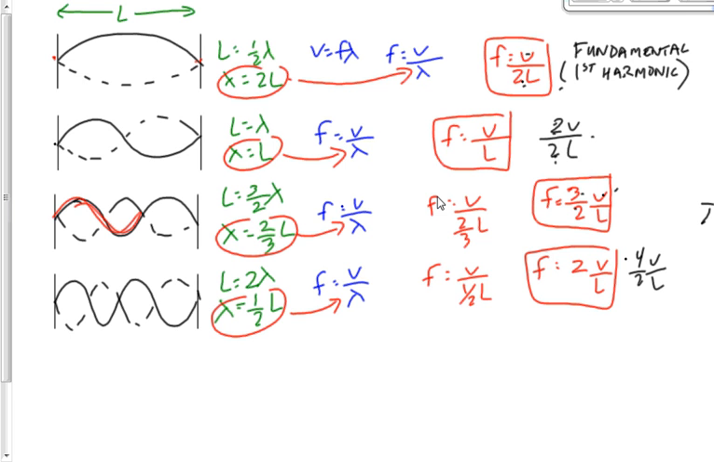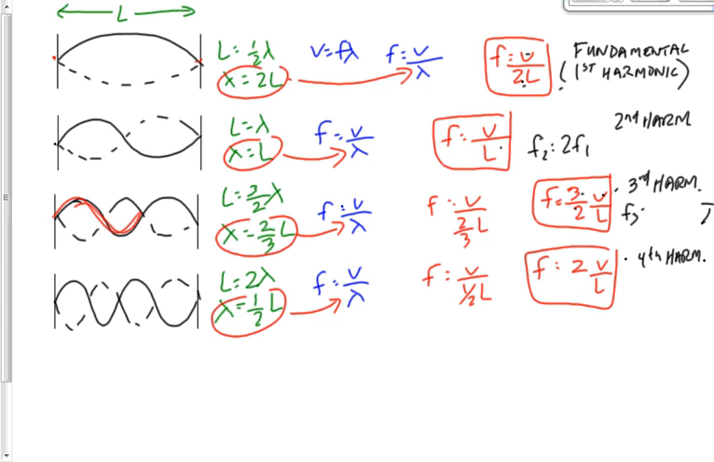Basically what we're saying here is that this one is twice the first one. We're going to call that the second harmonic because it's twice the value of the first harmonic. This one is 3 times the value of the first harmonic, so we'll call it the third harmonic. And this one is 4 times the value of the first harmonic, so we're going to call that the fourth harmonic. The second harmonic is twice the first, the third harmonic is 3 times the first, and the fourth harmonic is 4 times the first harmonic.